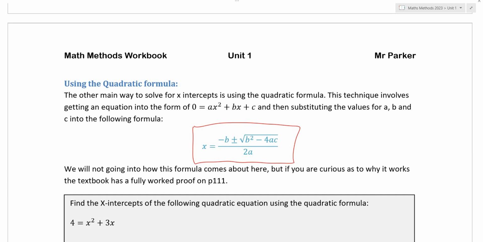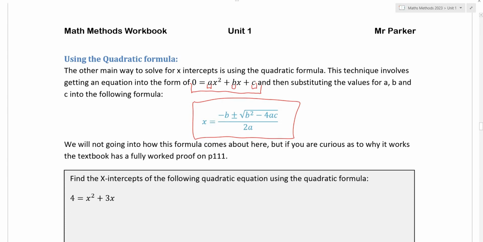So, if we can get our quadratic into looking like this, exact same as we did for factorizing, 0 equals, and then my quadratic, what you can actually do is take these values, the a, the b, and the c, and chuck them into this formula, and it is going to spit out your answer for you. You don't need to factorize, you don't need to do anything else, you just need to solve that equation. Okay.